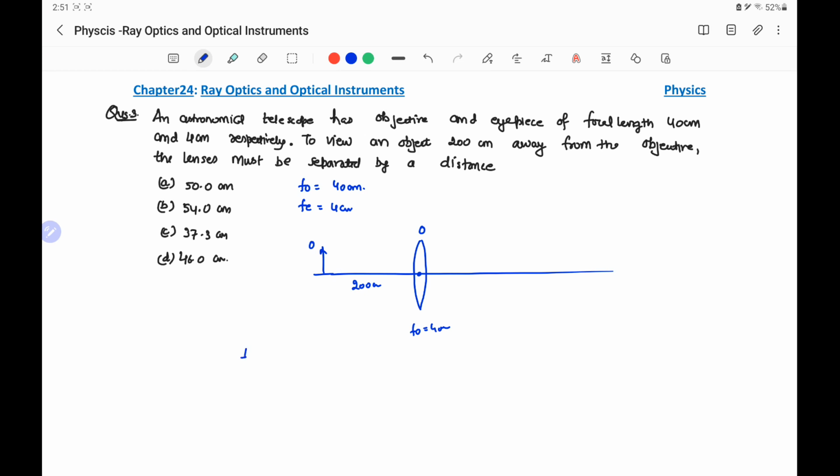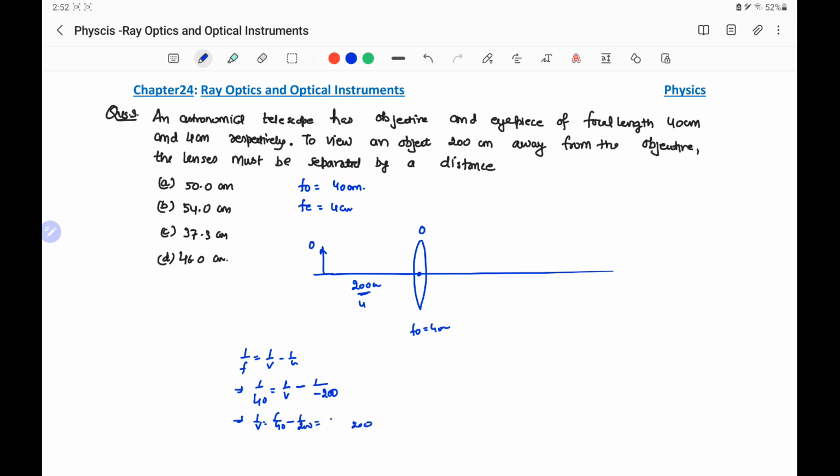So we can find the distance of the image from the lens formula. This will be 1 by 40 equal to 1 by V, which we have to find, minus 1 by u, and because this 200 is the distance of the object from the lens and it is on the left hand side, we will take it as minus. Hence 1 by V equal to 1 by 40 minus 1 by 200.